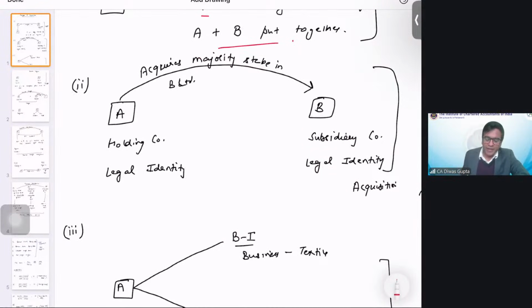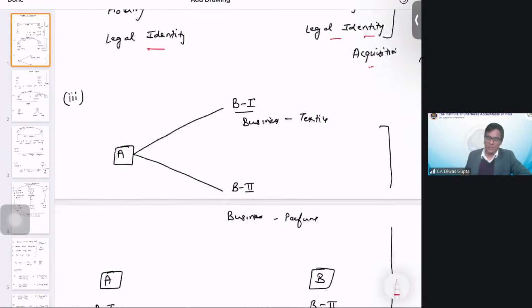Second, wherein A acquires a majority stake in B Limited. Okay, it's again a form of acquisition, right? Because let's say if you acquire more than 50% shares of a company, the relationship becomes that of holding and subsidiary company. Okay, and their legal entity identity remains as is even post acquisition.